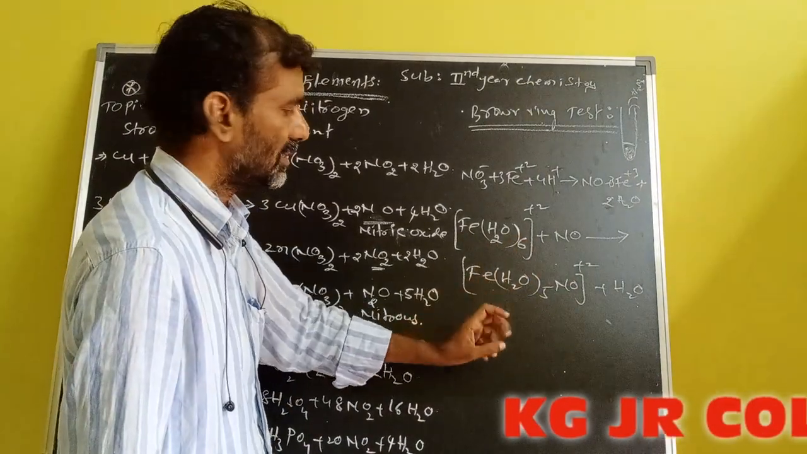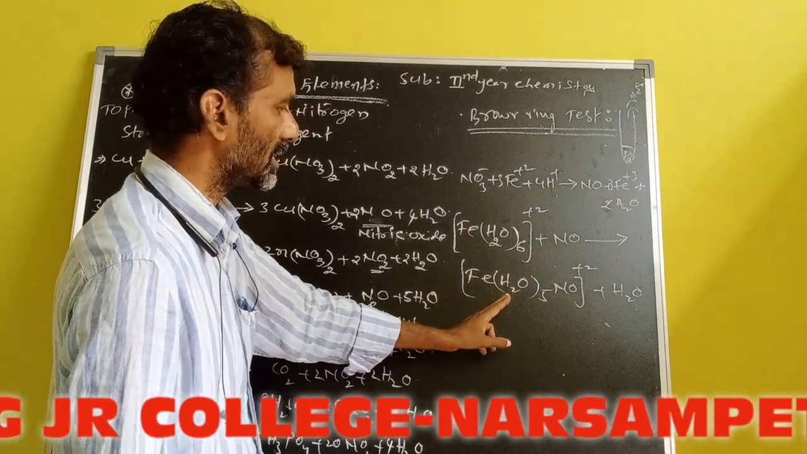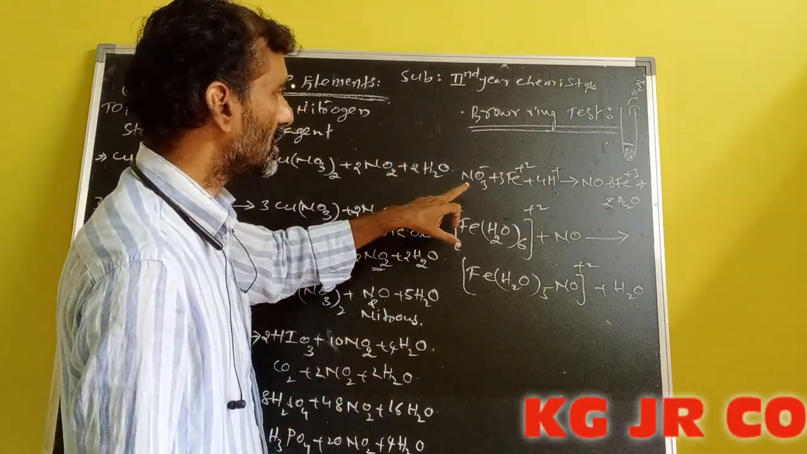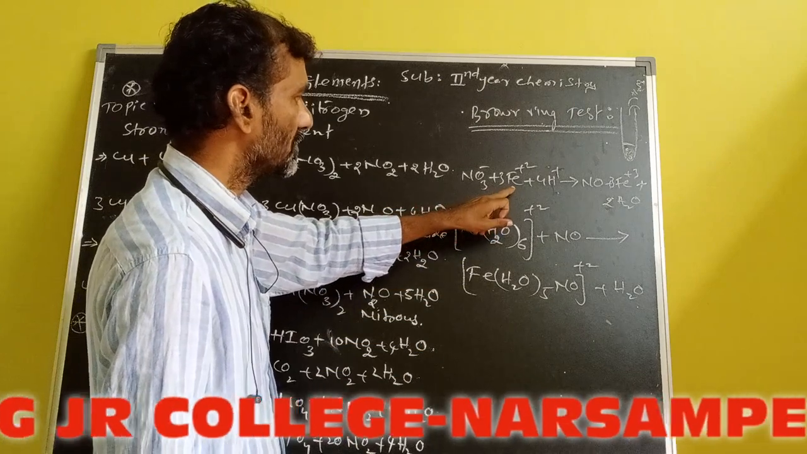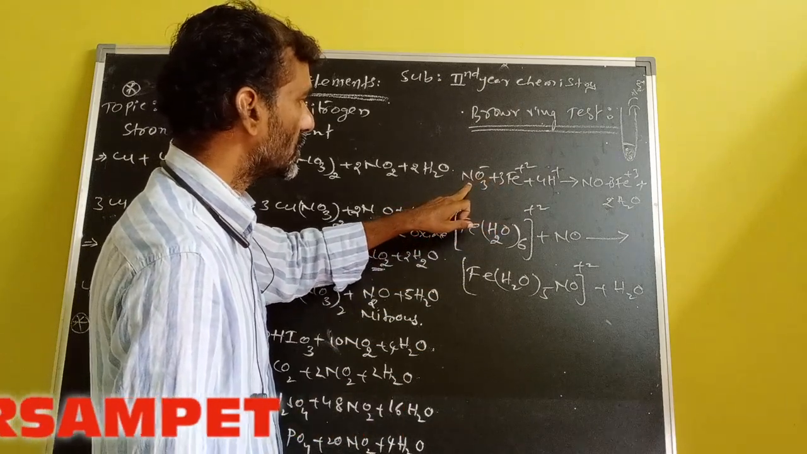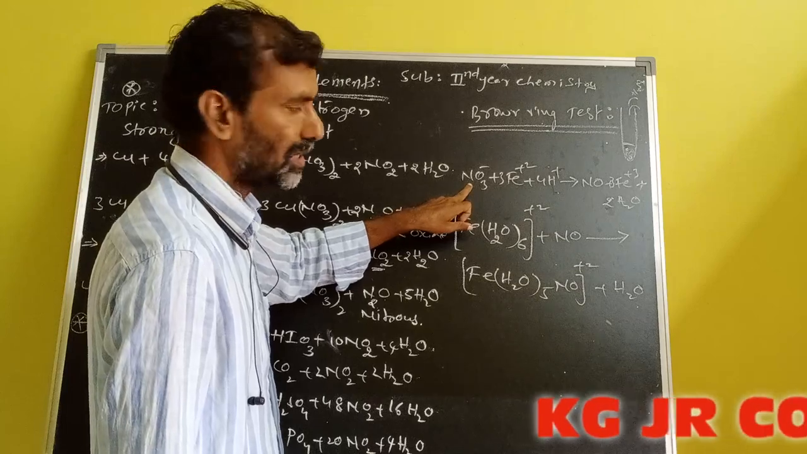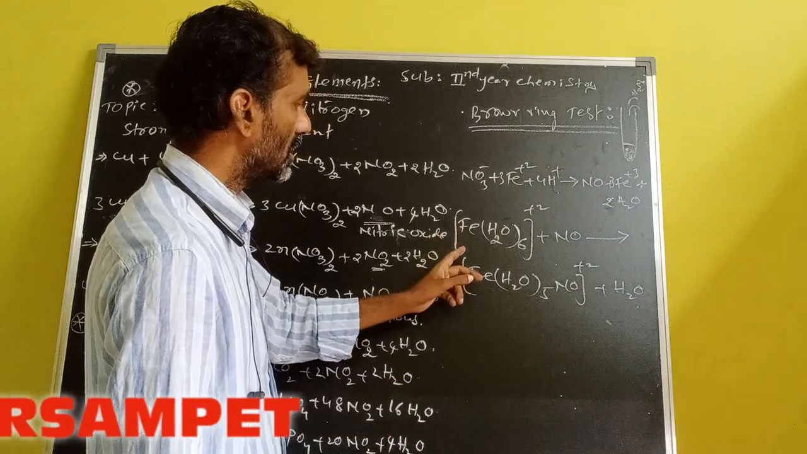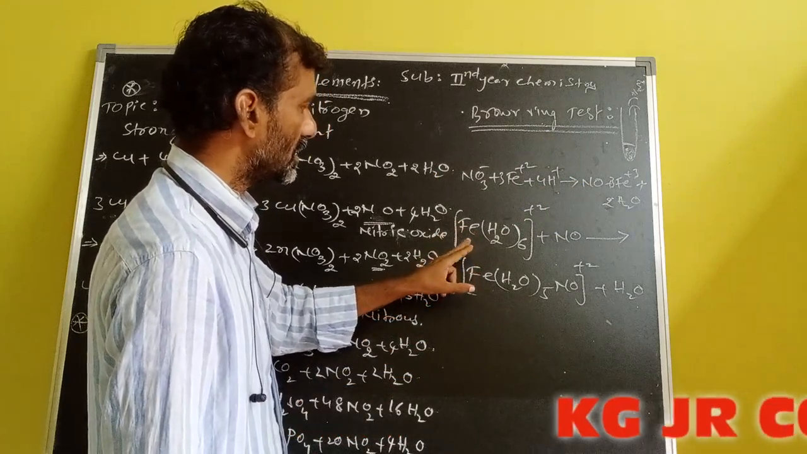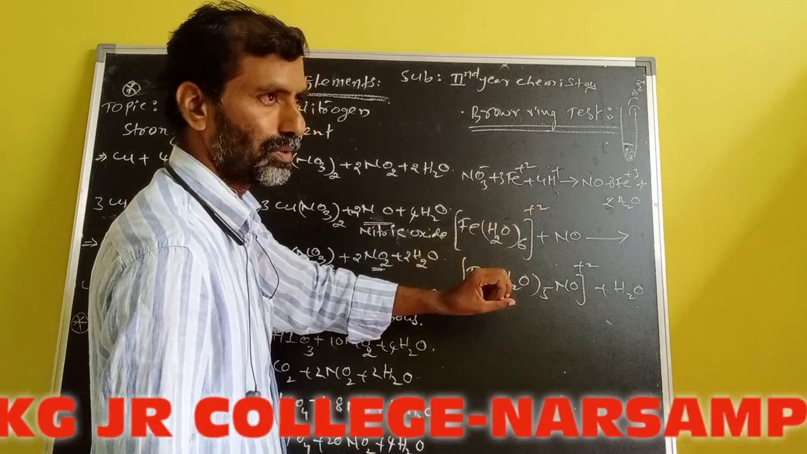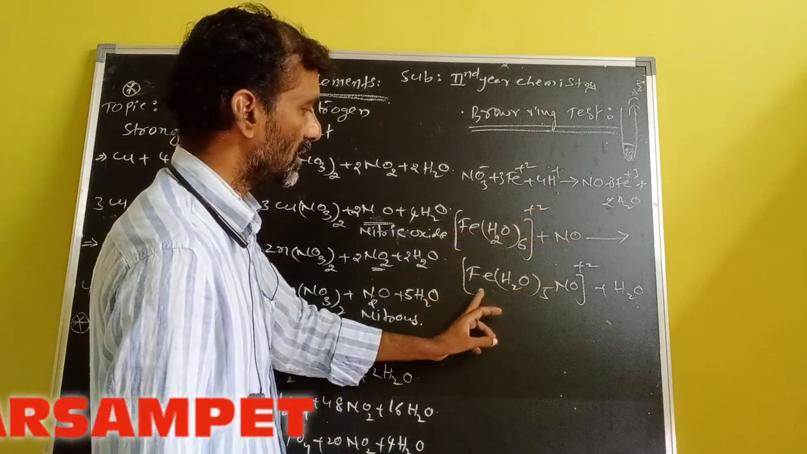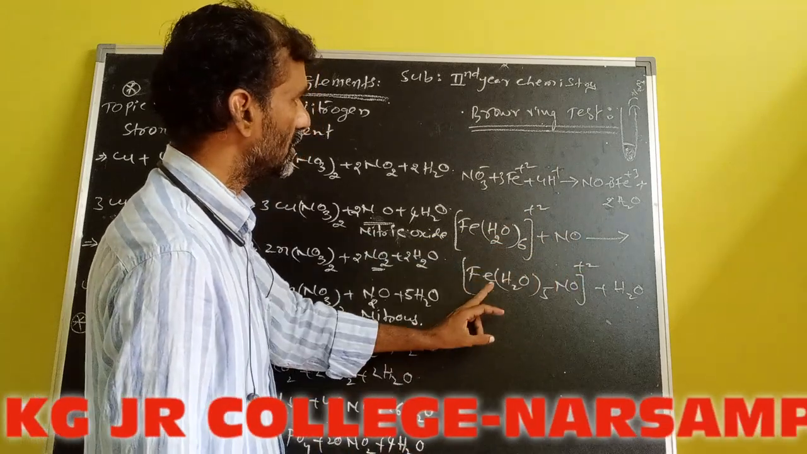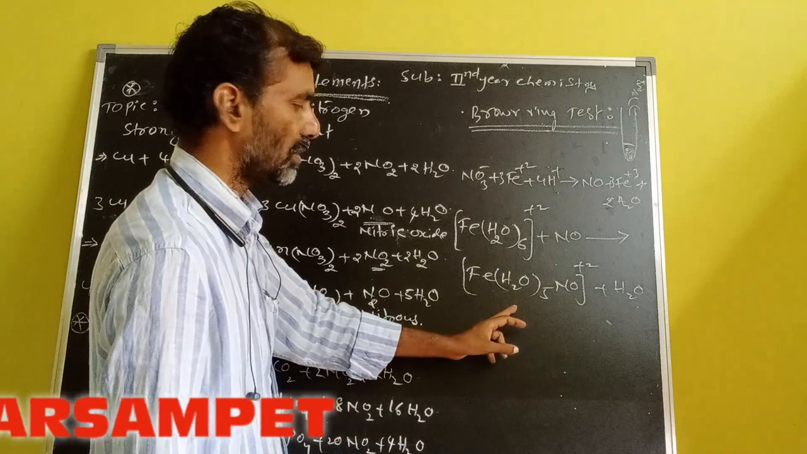Pentaaqua nitrosyl iron(II). This is the most important question for JEE Mains. This is about brown ring test. Once again, freshly prepared ferrous sulfate solution addition to the aqueous solution containing nitrate ions. So we get NO. Then next, what reaction takes place, [Fe(H2O)6]2+ plus NO gives rise to [Fe(H2O)5NO]2+ plus water. It is the brown ring formula.